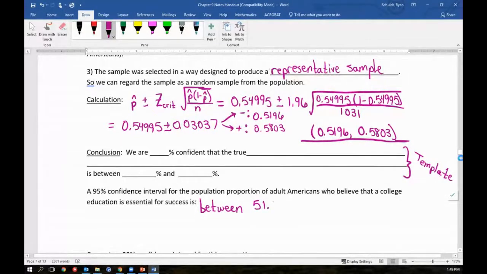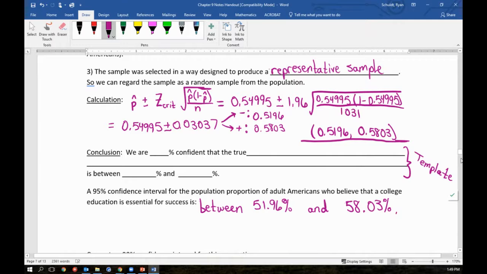We could say 52. I'm going to leave it as 51.96%. Between 51.96 and 58.03%.